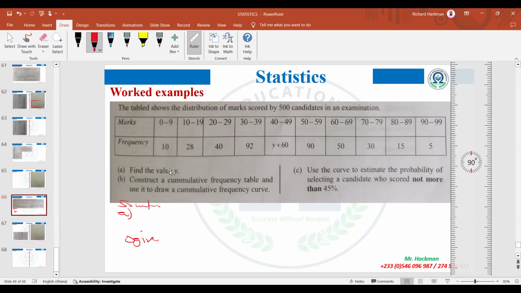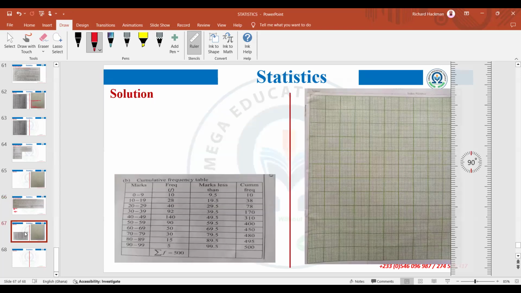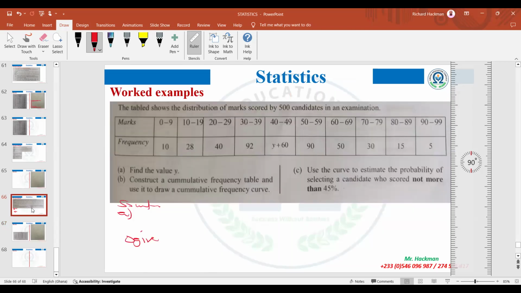So in that case, let me see. This originally was y plus 60. So 40 to 49, I can use that to predict. 40 to 49, it was y plus 60. So if this is 140, then it means y was what? 80. Okay, so please take note. If you do that, you get y. Once you get y, then you can come and construct. And for the cumulative frequency curve, this is all about it.